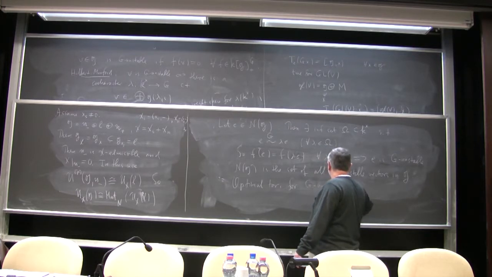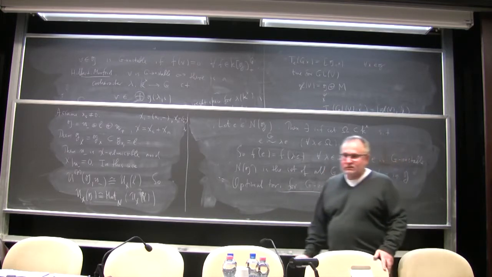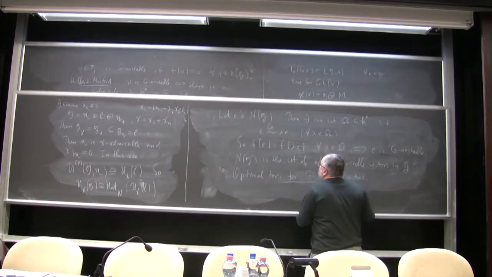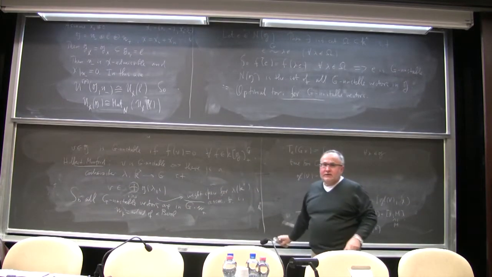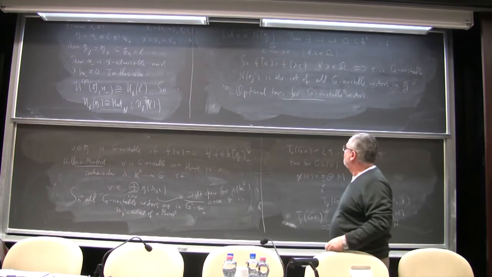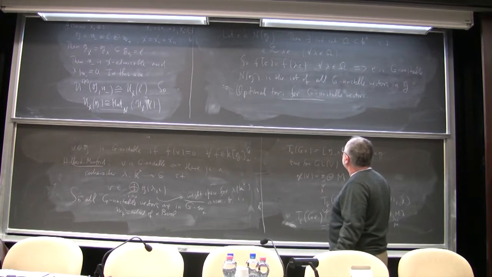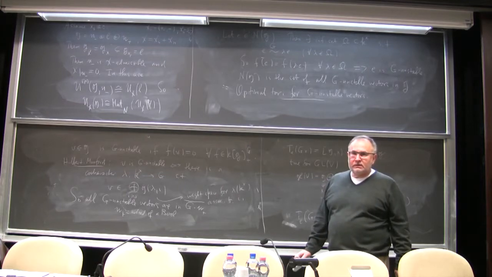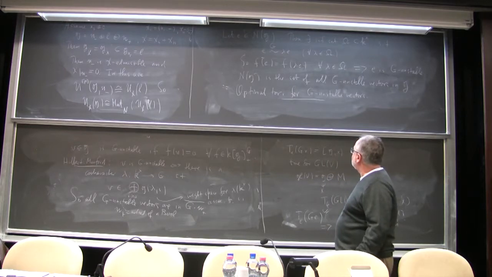So this remark implies that this is true for all lambda in K star. Do we have the optimal tori even in bad characteristic? Yes. Because the only argument that we're using here is that there are finitely many orbits.